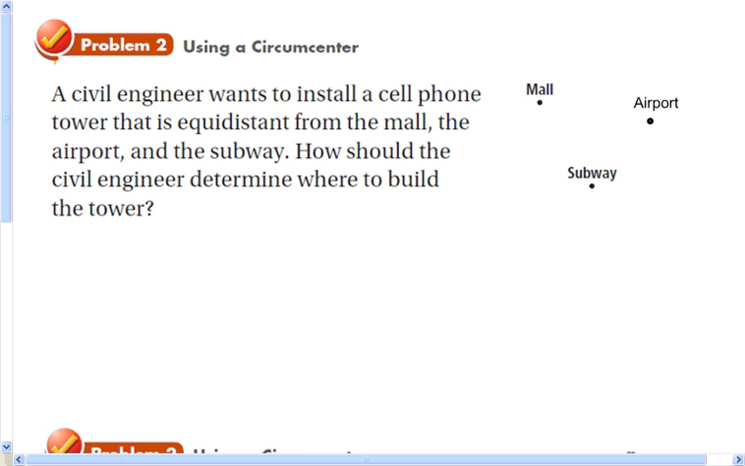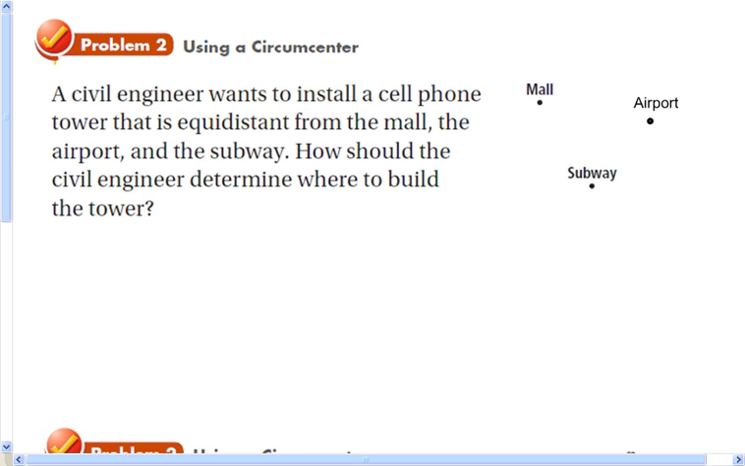All right, a civil engineer wants to install a cell phone tower that is equidistant from the mall, the airport, the subway. How should the civil engineer determine where to build the tower? So it needs to be someplace that's the same distance from all three of these. All right, to do that, we are going to find the circumcenter, which is the point that is common to all of the perpendicular bisectors of the triangle formed by using the mall, airport, subway as the vertices.